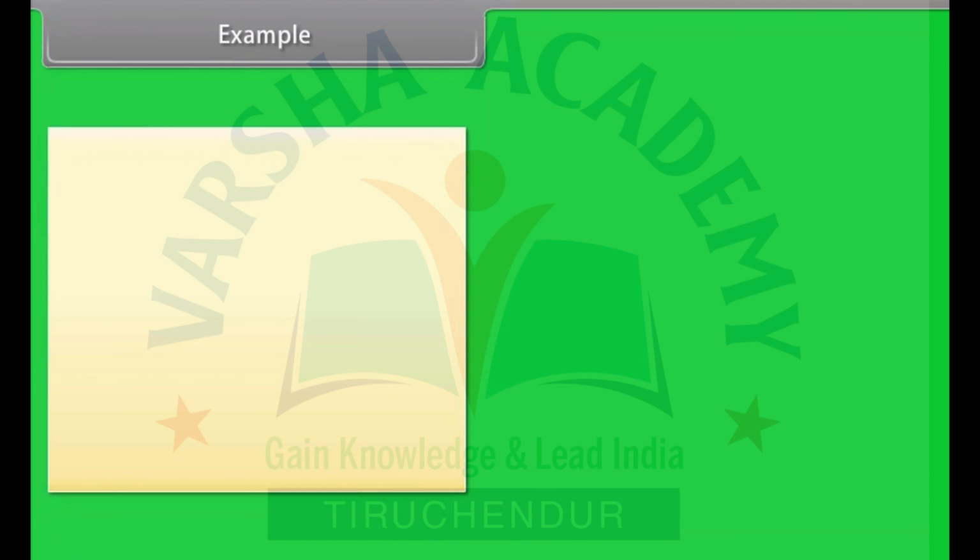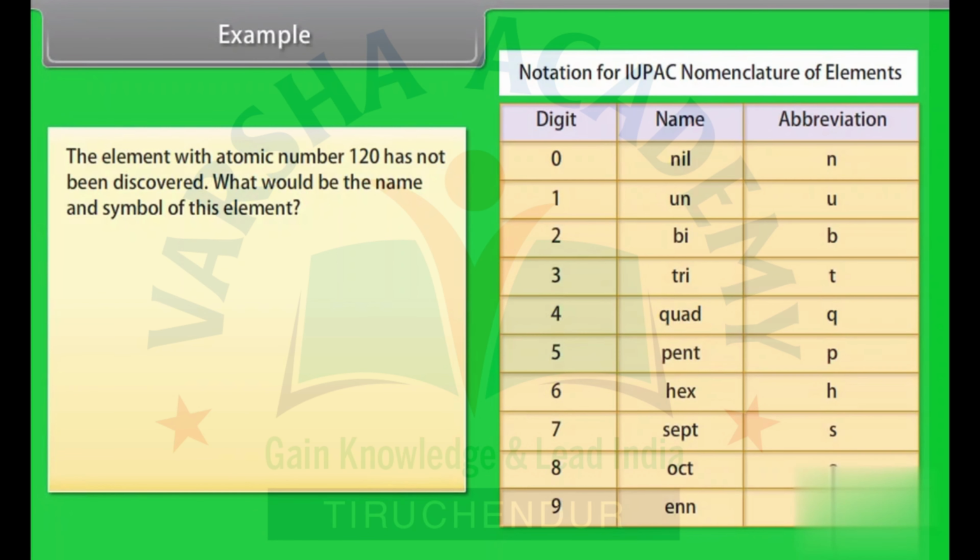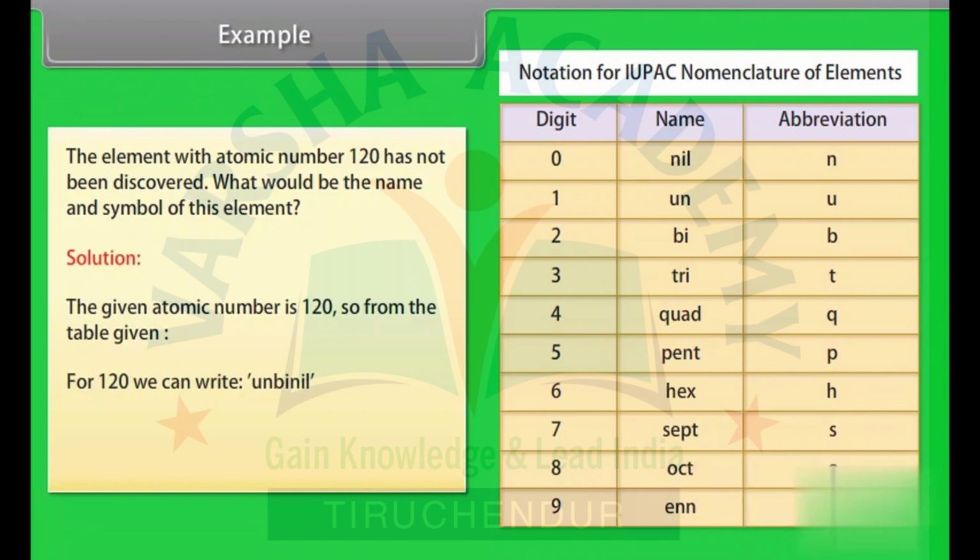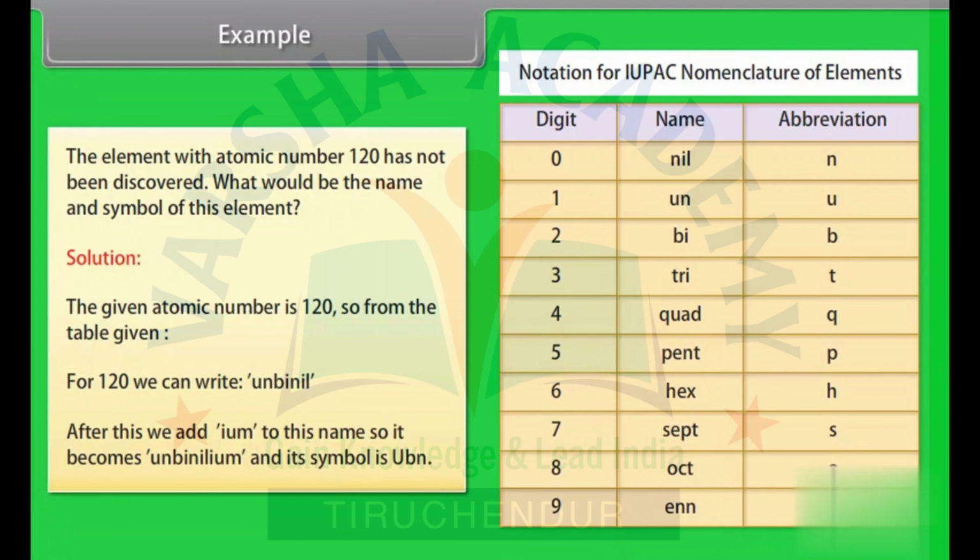Example: the element with atomic number 120 has not been discovered. What would be the name and symbol of this element? Solution: the given atomic number is 120. So, from the table given, for 120 we can write "unbinyl". After this, we add "ium" to this name, so it becomes unbinylium, and its symbol is Ubn.